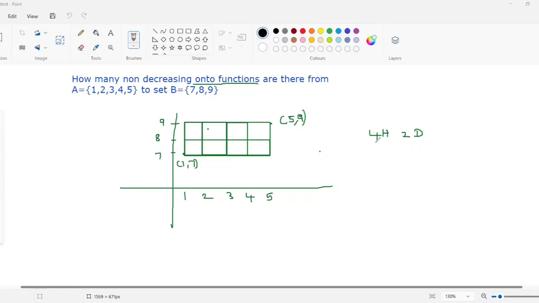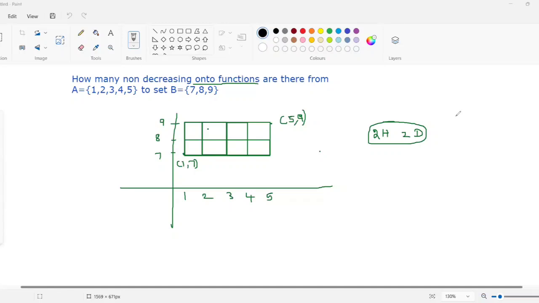These two diagonal moves are compulsory. When you do a diagonal move, it also counts as a horizontal move. So instead of four horizontal moves, I can bring it back to two horizontal moves, because each diagonal move involves a horizontal move as well, meaning that horizontally the value has increased by one as well.